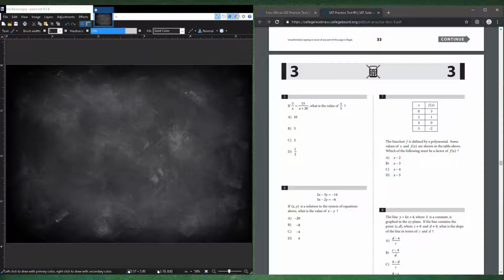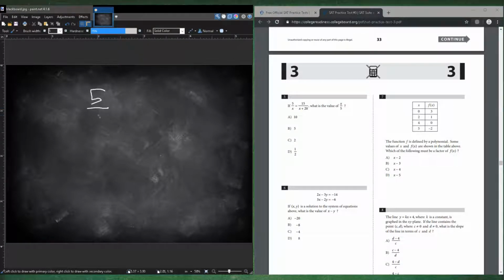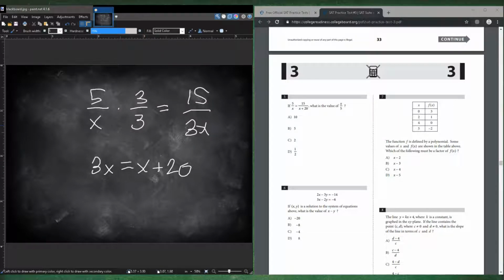Okay, what I noticed from this question is that 5 to 15 is just 5 times 3. So if I multiply 5 over x times 3 over 3, we get 15 over 3x. So 15 over 3x has to be the same thing as 15 over x plus 20. So 3x equals x plus 20. So you minus x from both sides, so that's 2x equals 20, so x is equal to 10. So x over 5 would be the same thing as 2. The answer is C. Pretty basic question, just dealing with equations.